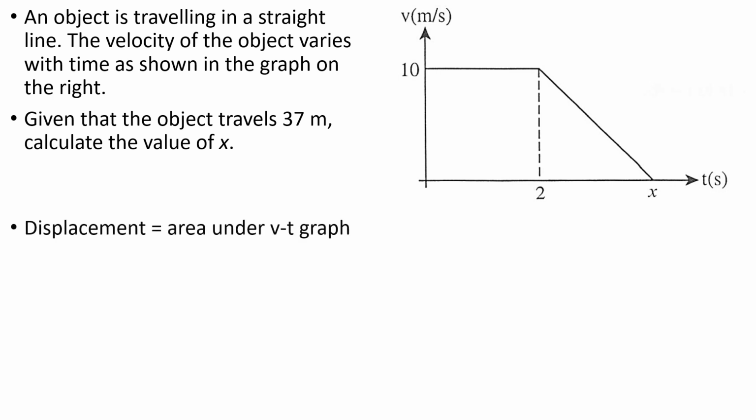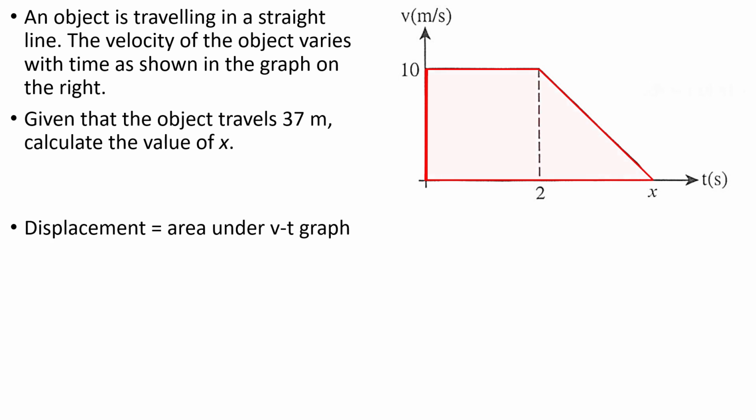Recall what we learned earlier? Displacement is equal to the area under the velocity time graph. Area under the velocity time graph refers to the area bounded by the red lines. Once you have the boundaries, you have identified the shape shown here to be a trapezium. And you can also determine the dimensions of this trapezium.